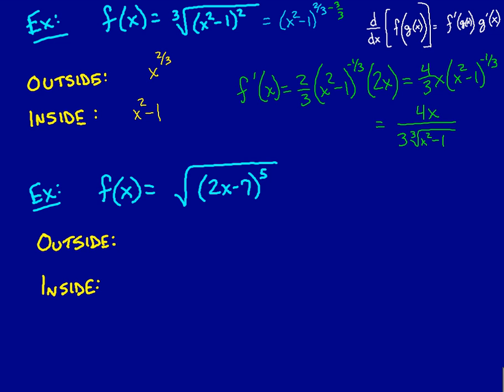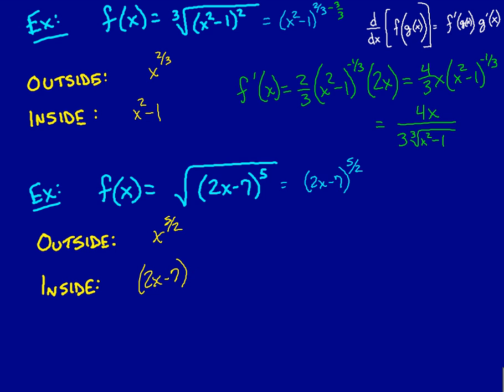All right, in here, I should be rewriting this. Again, power over root, so 2x minus 7. The power is 5. The root is 2. So that means that my outside function here is same thing, something to the 5/2 power. The inside is whatever was the inside, 2x minus 7.